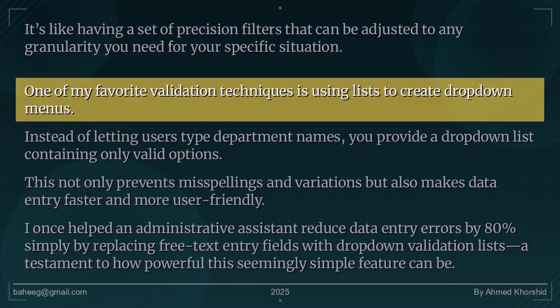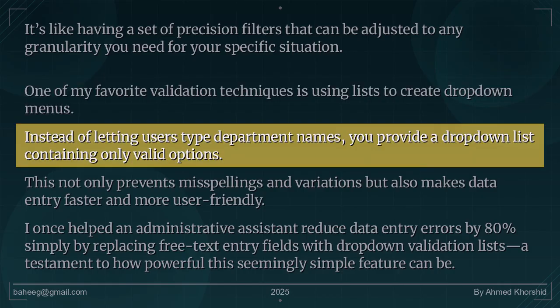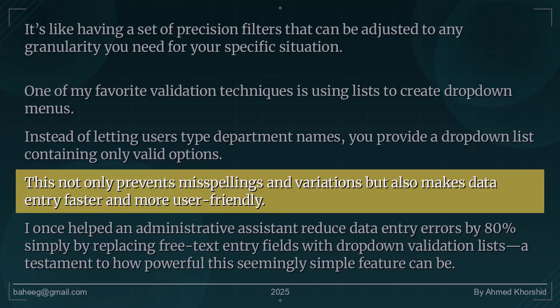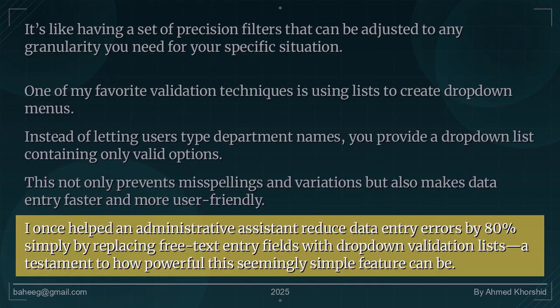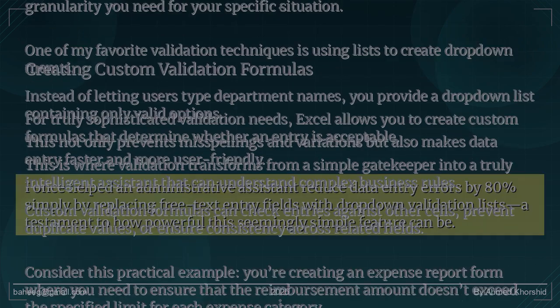One of my favorite validation techniques is using lists to create drop-down menus. Instead of letting users type department names, you provide a drop-down list containing only valid options. This not only prevents misspellings and variations but also makes data entry faster and more user-friendly. I once helped an administrative assistant reduce data entry errors by 80% simply by replacing free text entry fields with drop-down validation lists, a testament to how powerful this seemingly simple feature can be.